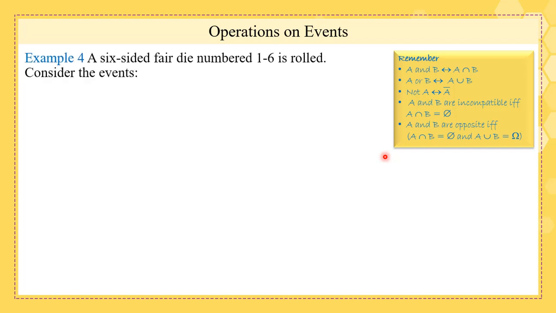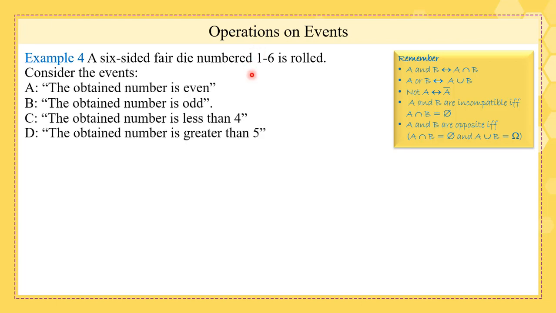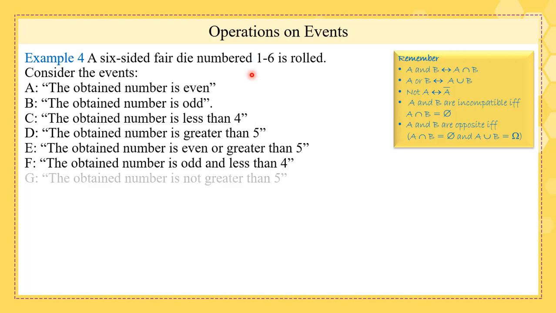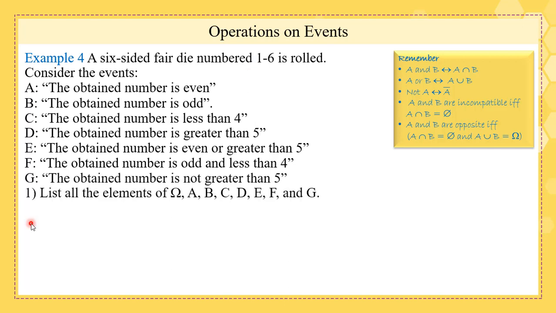Let's see this example. We have a fair die which is rolled. We have a collection of events. The first part asks to list all the elements of omega and events A to G. Let's begin. Omega is the numbers from 1 to 6. A is the obtained number is even, so 2, 4, 6. B, the obtained number is odd, so 1, 3, 5. C would be 1, 2, 3.